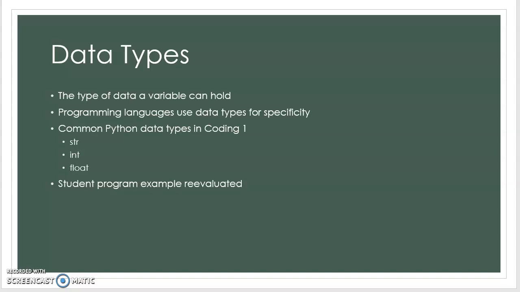String, you'll note, is str. Integer is noted as int, and float is just float. So what do each of these things mean? String is, think of it as characters strung together, okay? A string is characters strung together.